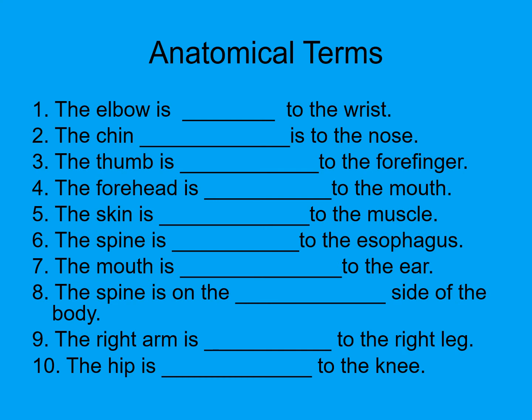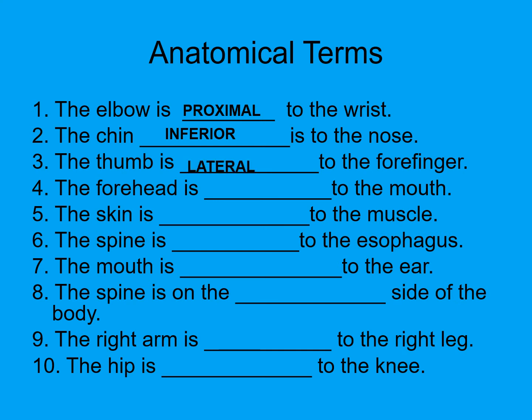So the elbow is what to the wrist? Well, it's going to be proximal to the wrist. Once again, you're talking about the appendages. Think of the location of the chin as compared to the nose. It's below it, so it's inferior. The thumb is lateral to the forefinger.